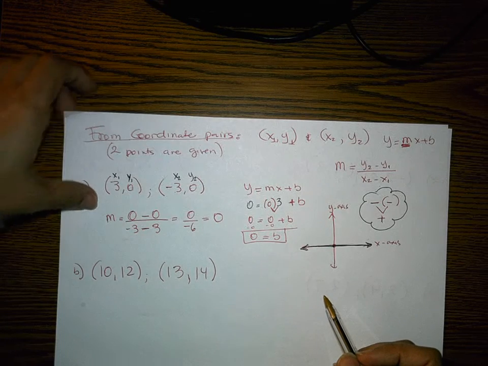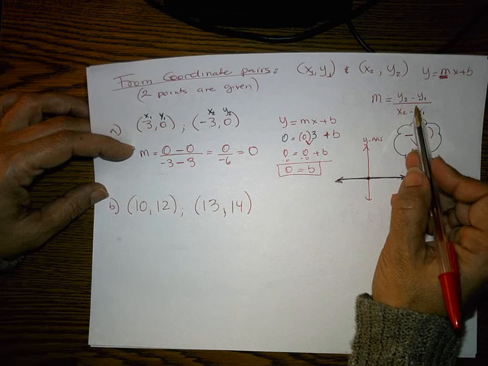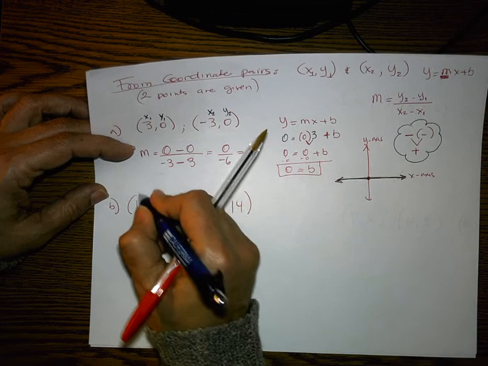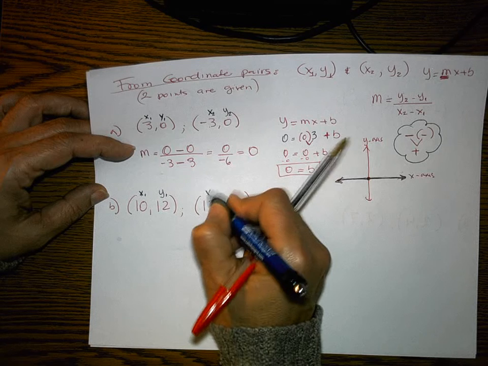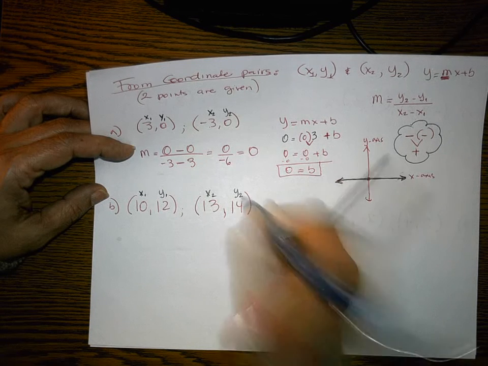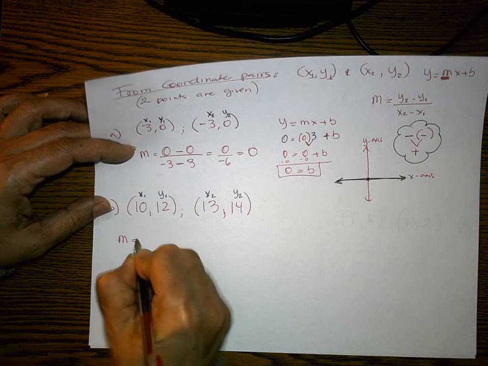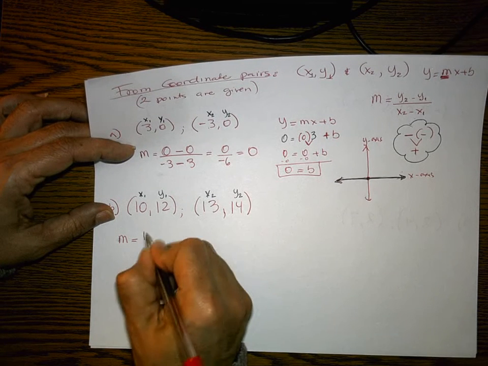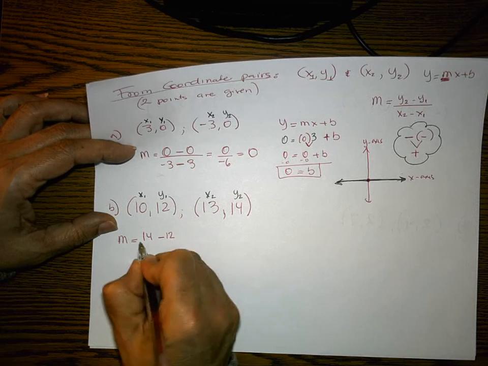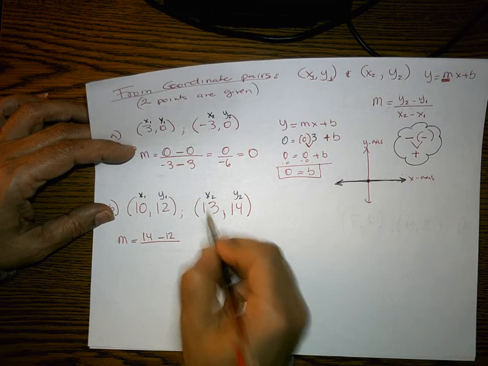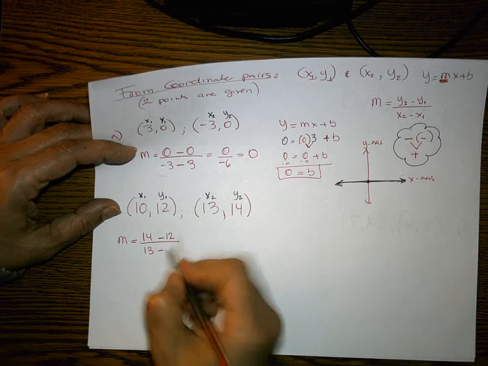All right, one more time. We're going to use the same steps. We're going to use our slope formula. I'm going to label this x1 and this y1. I'm going to label this x2 and this y2. Okay, so here we go. Well, let's find the slope first. y2, which is 14, minus y1, which is 12, all over 13, which is our x2, minus our 10, which is our x1.